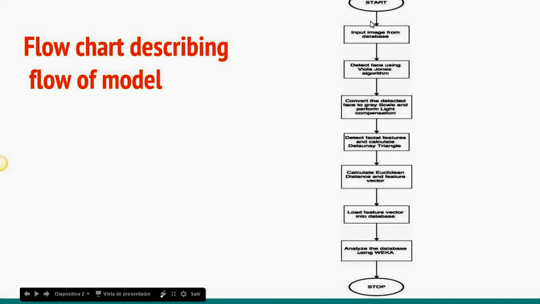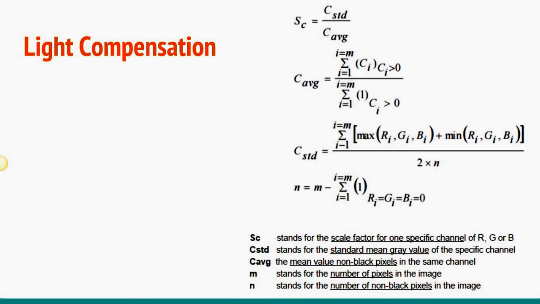You can see the first unit is the image, of course. Then you need to apply some algorithms. You need to convert the image to grayscale, and you need to calculate the landmark triangle and also the Euclidean distance, and then you need to use machine learning algorithms. But let me show you these steps in more detail, like compensation.